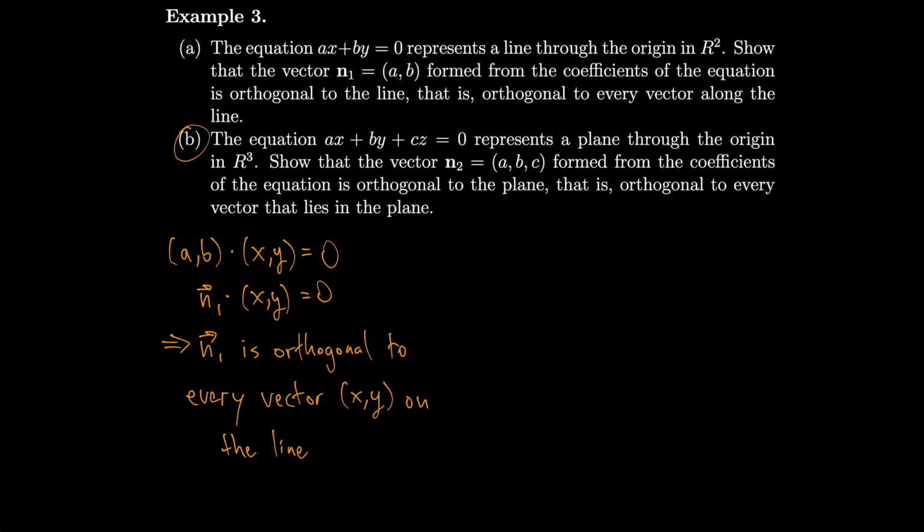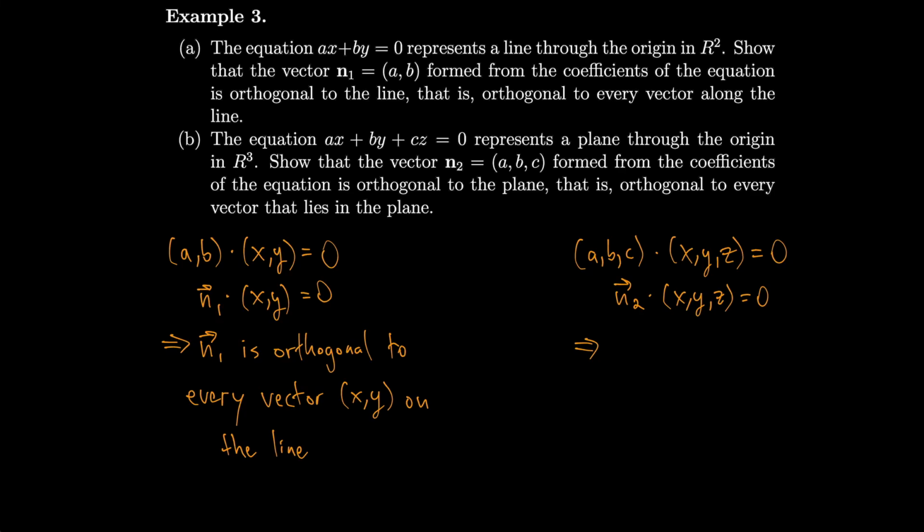Let's do b now. The equation ax plus by plus cz equals 0 represents a plane through the origin in R3. Let's show the vector n2 equals (a, b, c), formed from the coefficients of the equation, is orthogonal to the plane, that is, orthogonal to every vector that lies in the plane. Well, same thing. We'll just take a, b, and c and dot that with a point (x, y, z). And again, that's just this, so it equals 0.